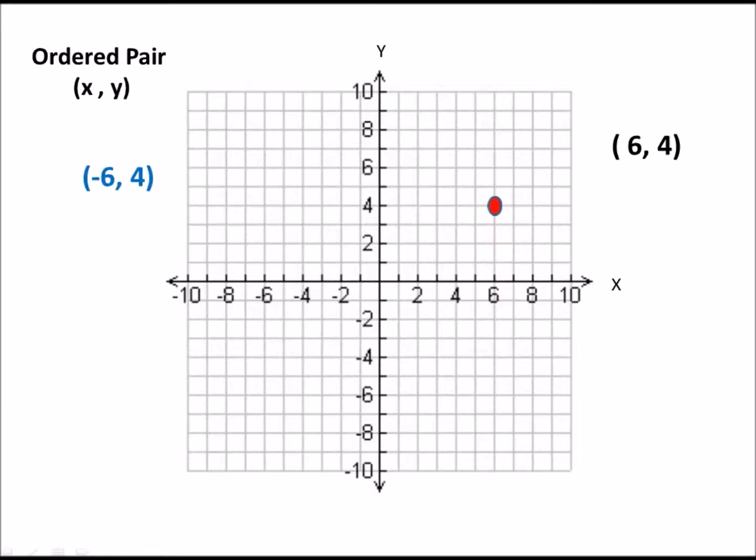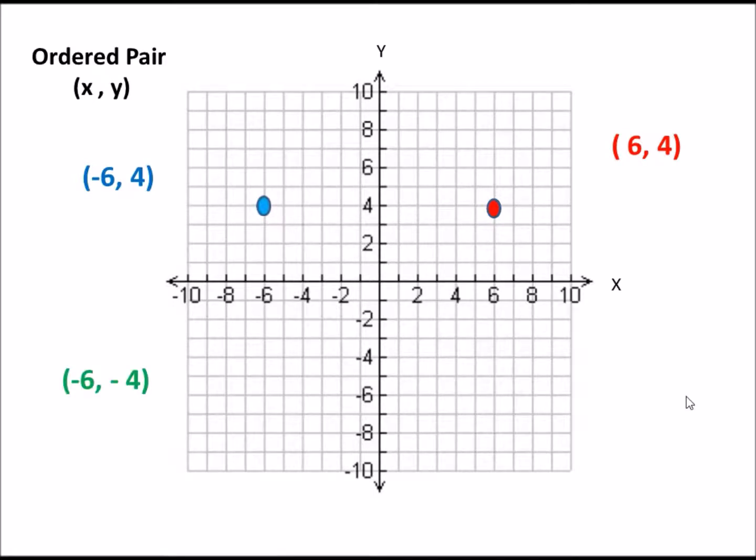Let's try another example at negative 6, 4. Again, going from the origin, we're going to move negative 6 in the x direction, so it's going to go this direction right there. And it's going to go positive 4 on the y, so it's going to go up 4 right there. And that's where it's going to land.